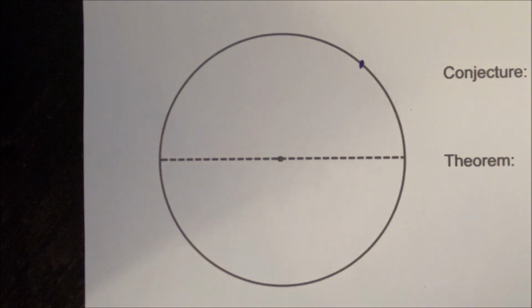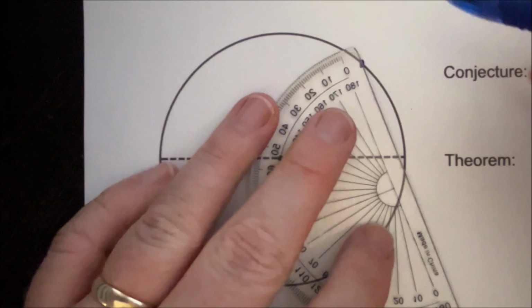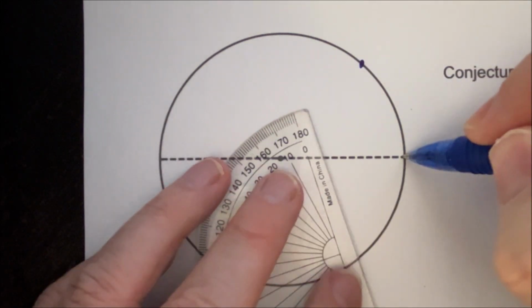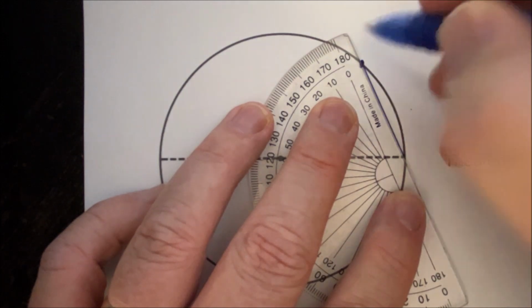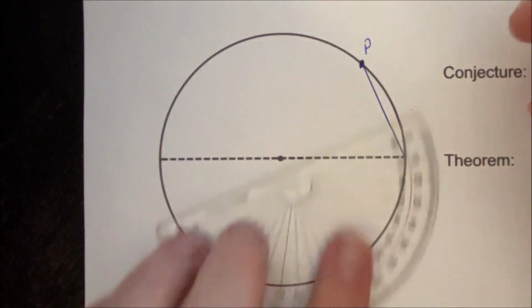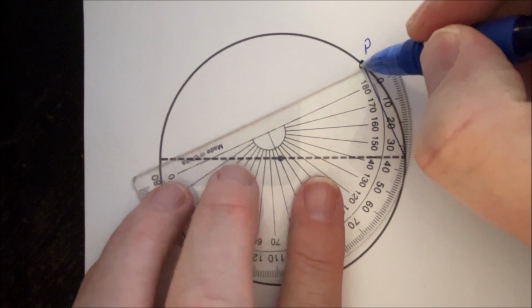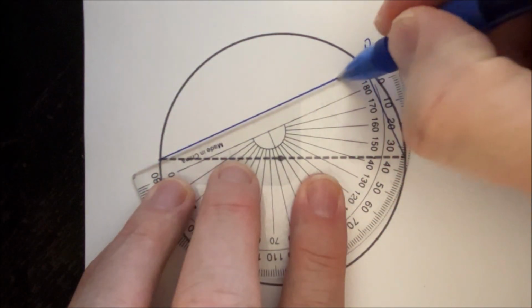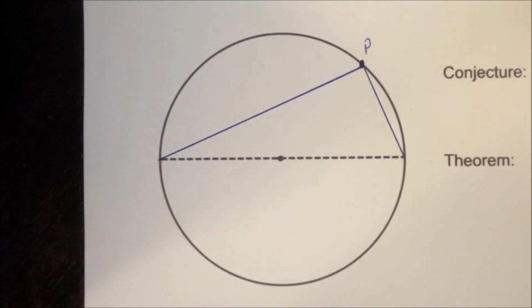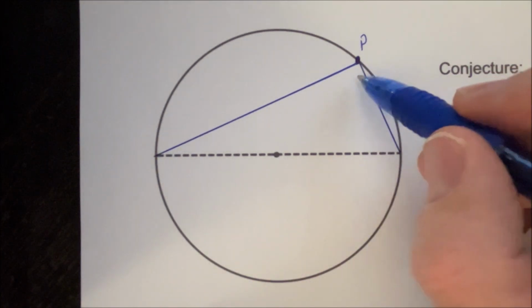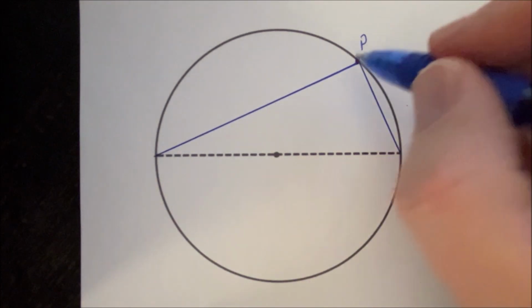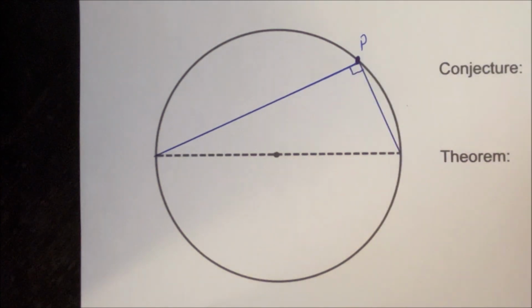Then you're going to take your ruler and connect the spot from the end of the diameter to that point that you picked. I'll call that point P. And then the other end of the diameter to the point P. Looking at it, you might have any guesses of what conclusion we have, but it's this special angle up here that I'm going to say is 90 degrees.